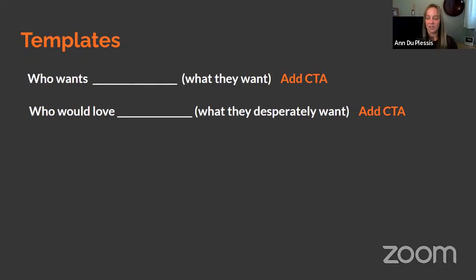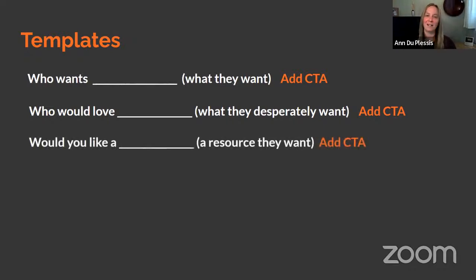The next one, would you like a resource? This is normally a resource of some kind. Would you like a free copy of my book on building a multi-six-figure coaching business? Comment below, I'll get it to you. That's the call to action at the end. Would you like to attend a no-charge training on the exact strategy I used to achieve my first 20K month? Link to register is in the comments. Do you see how specific these are? And they have a clear call to action.